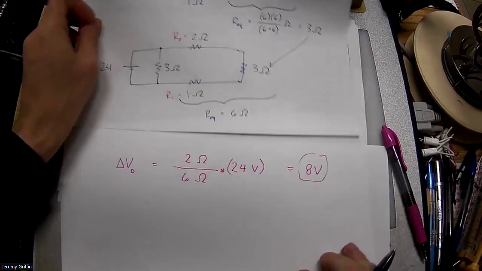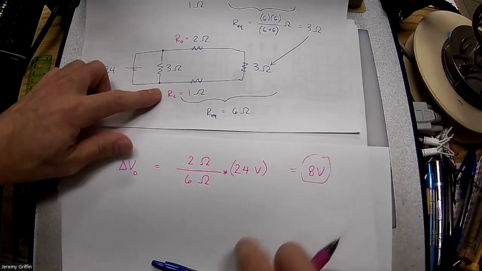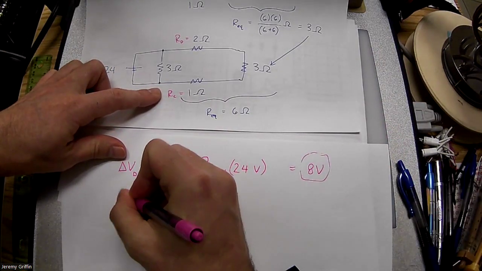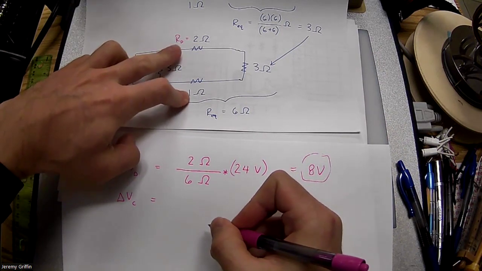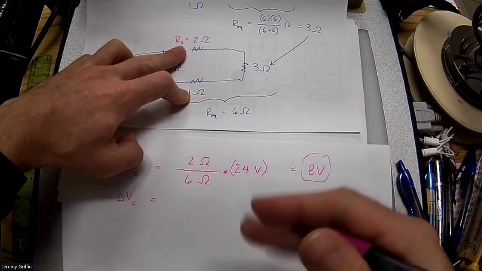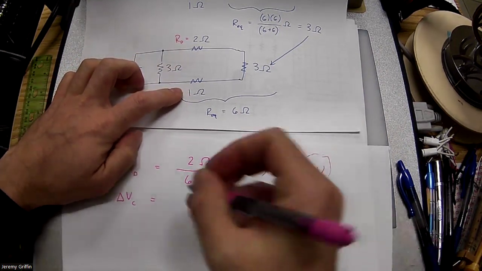Let's do that also for, let me skip down here to resistor C. So the voltage drop across C is, now this guy's only 1 ohm. That's half as much as the one I just calculated. So I bet it's going to be half the voltage drop also. Let's see if that's true.